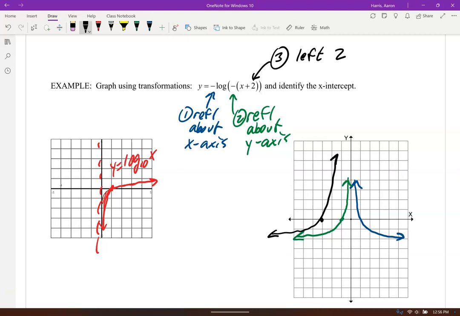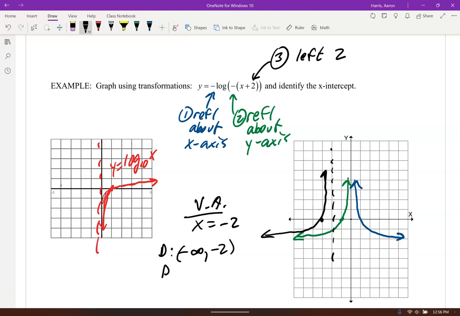So instead of x being 0, now I've got a vertical asymptote of x equals negative 2, but everything else the same. So vertical asymptote of x being negative 2. Our domain is from negative infinity up to that negative 2. Our range would be negative infinity, positive infinity.